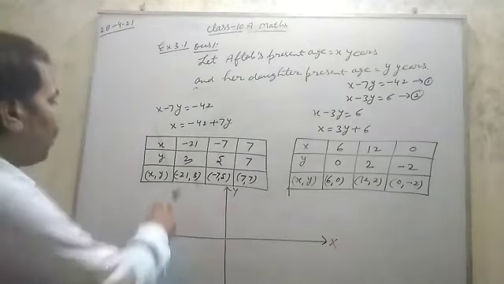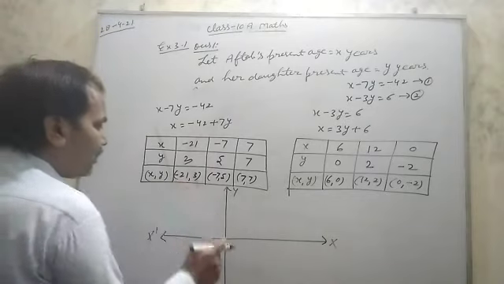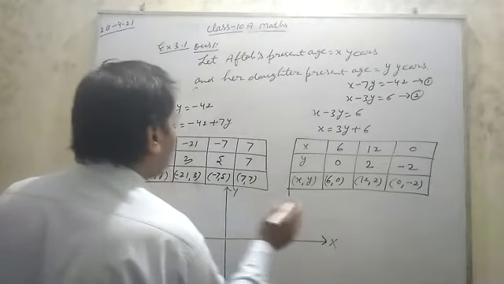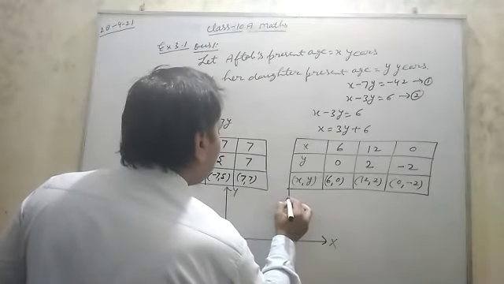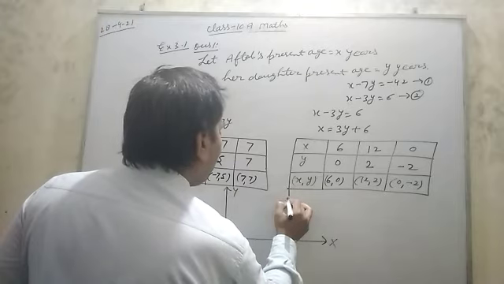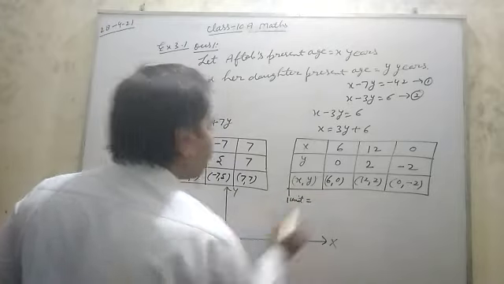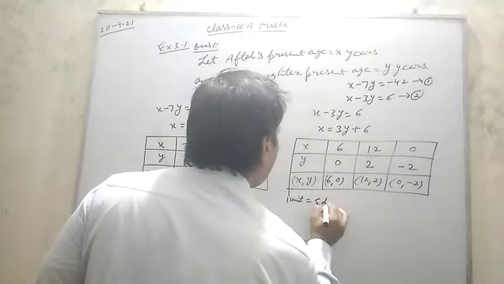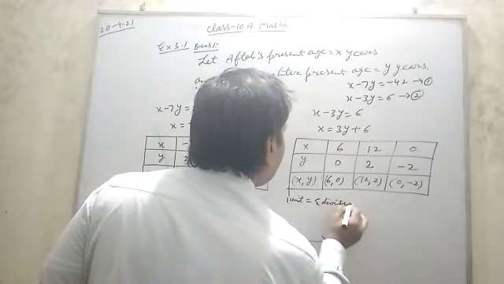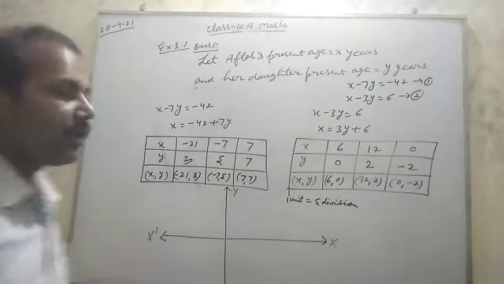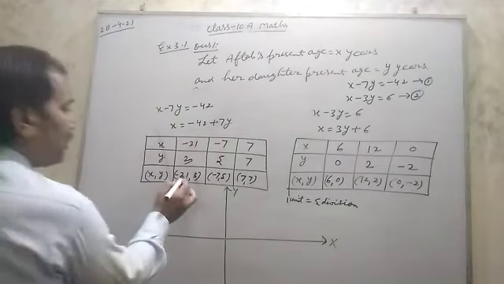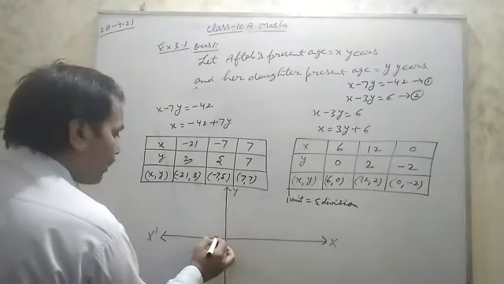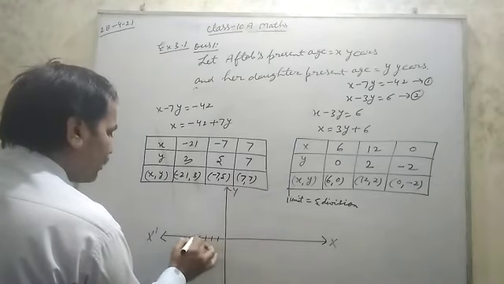Okay, so here minus 21 and 3. Okay, so here you suppose 1 unit is equal to 5 divisions. Clear? So here you see 3 units. So what will be 15 divisions? So on graph paper like this. Okay.